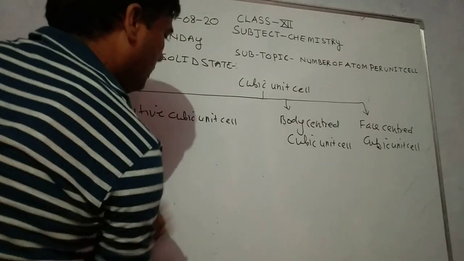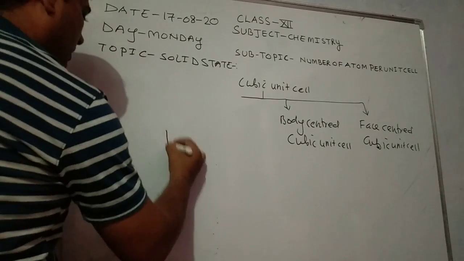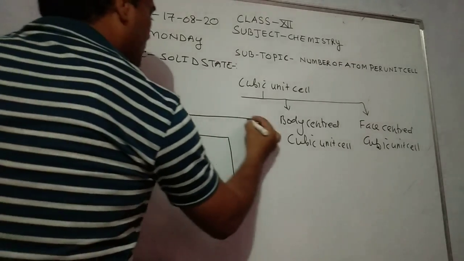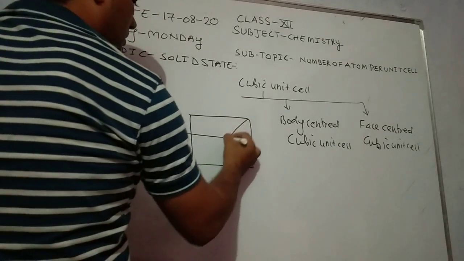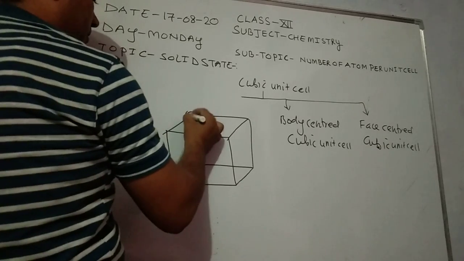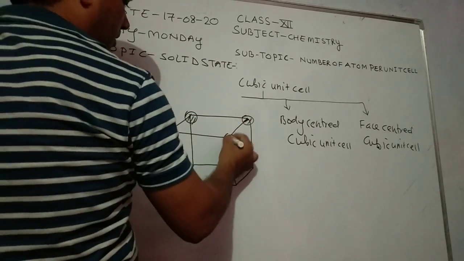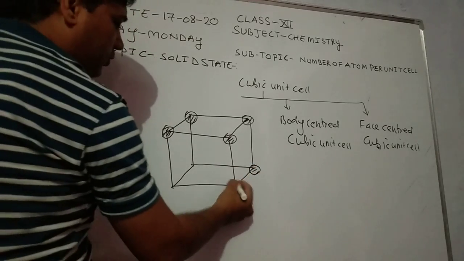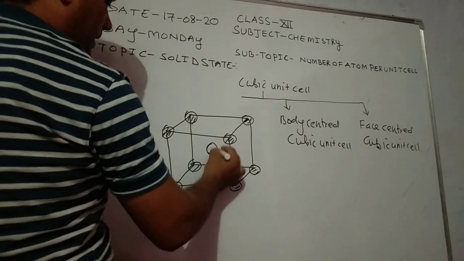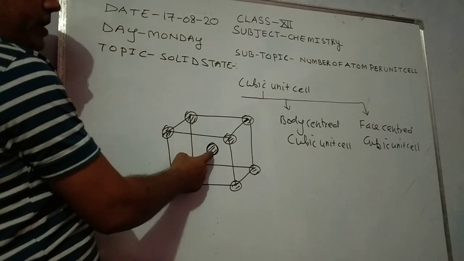Next, that is body centered cubic unit cell. In body centered cubic unit cell, lattice point are present at corner as well as center of body. So there are 8 lattice point at the corners because total number of corner in a cube is equal to 8. So lattice point present corner as well as center of body.